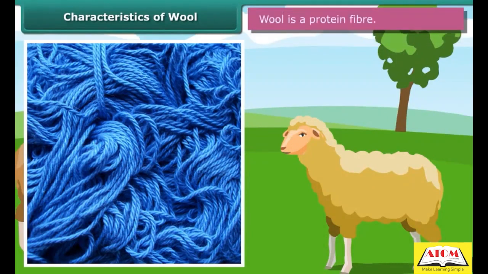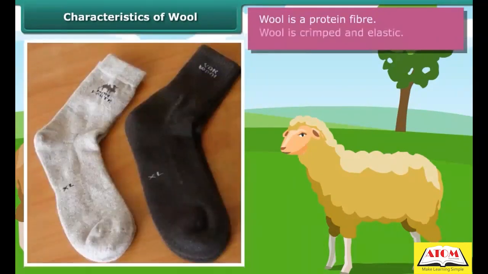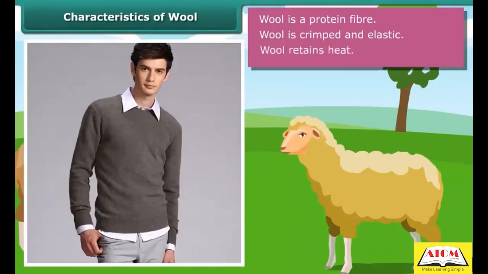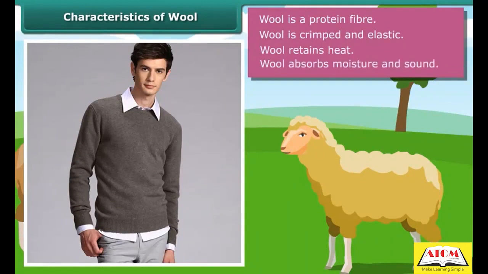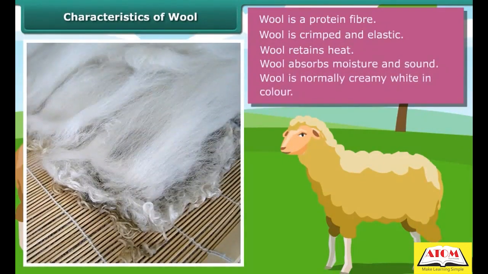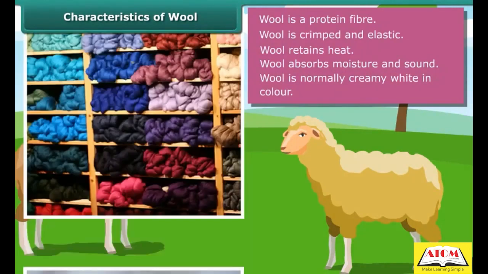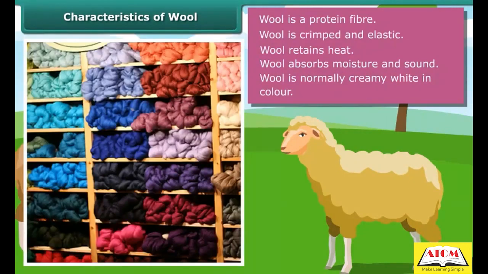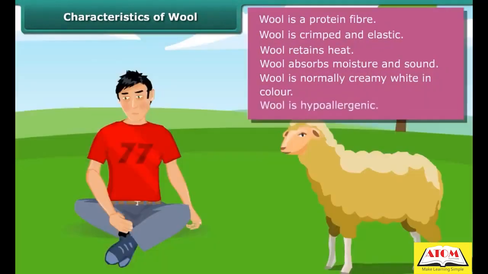Wool is a protein fiber. It is crimped and elastic. Crimp makes wool bulky and helps it retain heat. Wool absorbs moisture and sound because it is hollow. Wool is normally creamy white in color, but it can also be black, brown, or silver in color. Wool is hypoallergenic. In other words, it causes fewer allergies in human beings.